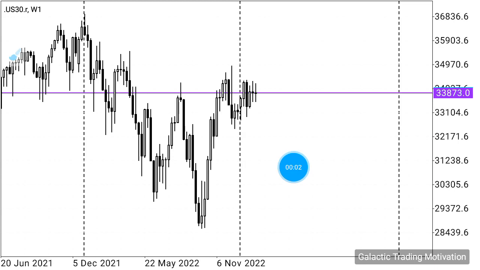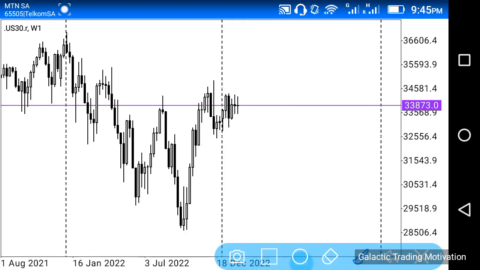Hi everybody, US30, we're on the weekly chart, and yeah, let's get into the actual chart. In regards to the weekly chart of US30, we can see that the market had given us a very nice M structure at this point, right?